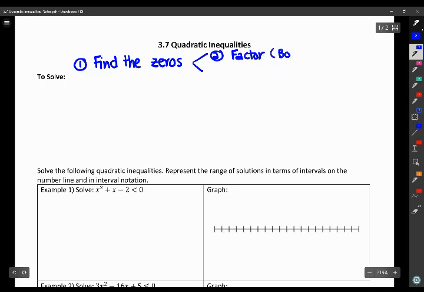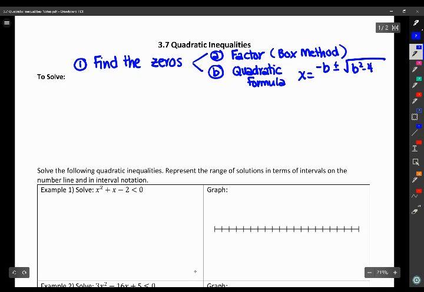That's using the box, which we've been using since the beginning of the year. Another way, I should say, is we can use the quadratic formula. Remember, the quadratic formula is x equals negative b plus or minus the square root of b squared minus 4ac, all over 2a. Again, I would say you should factor if you can, because that's easier. But if not, then we're going to find our zeros by using the quadratic formula.